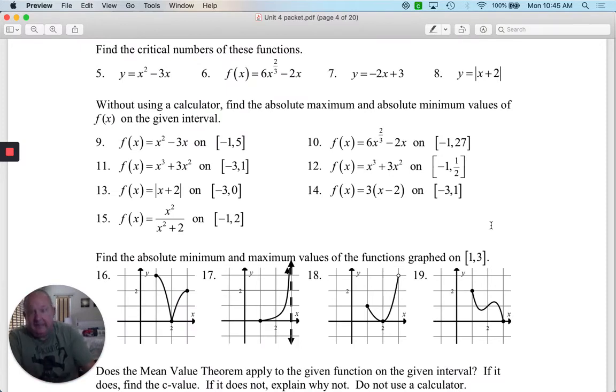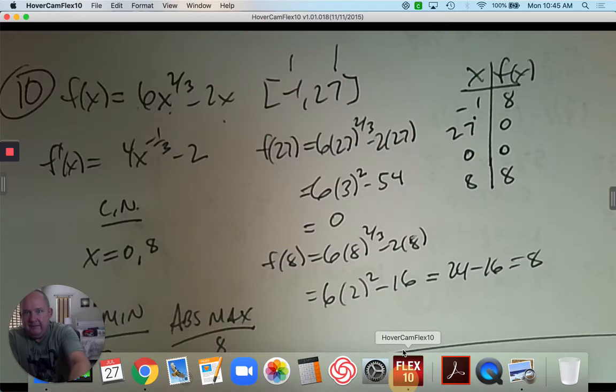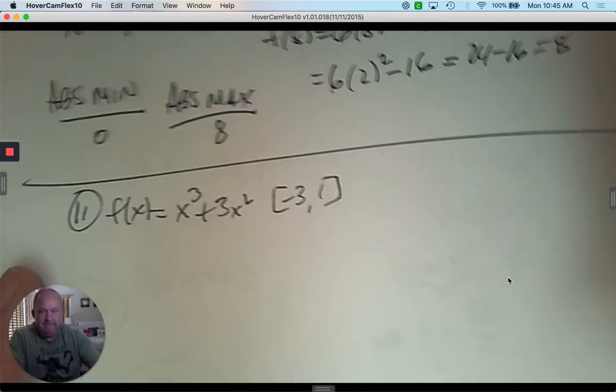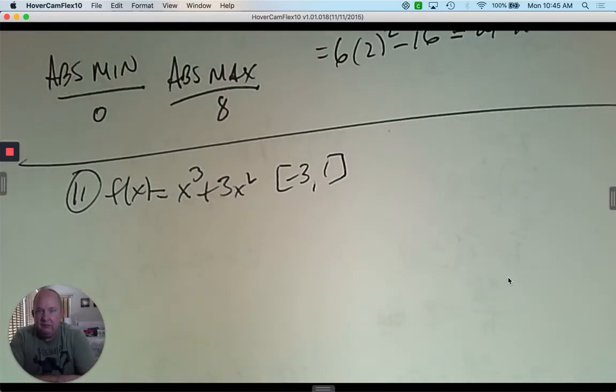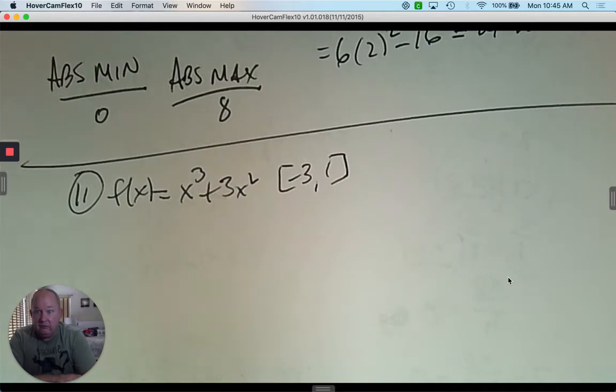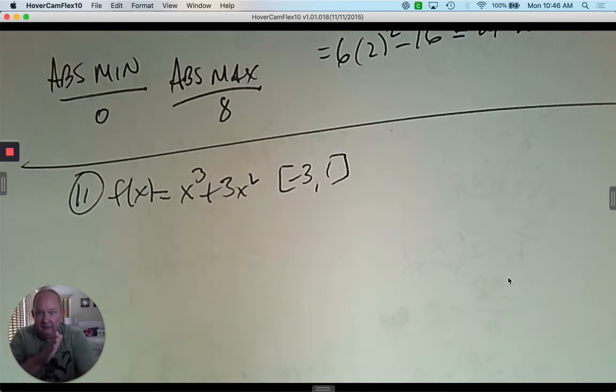So I'm going to write it down. 11 is f of x equals x cubed plus 3x squared. It's on the interval -3 to +1. So you know what I want? I want you to try first. I think this is an easy function for this kind of thing if you've been working with me and paying attention. So I really think 99% of you should be able to at least try this.